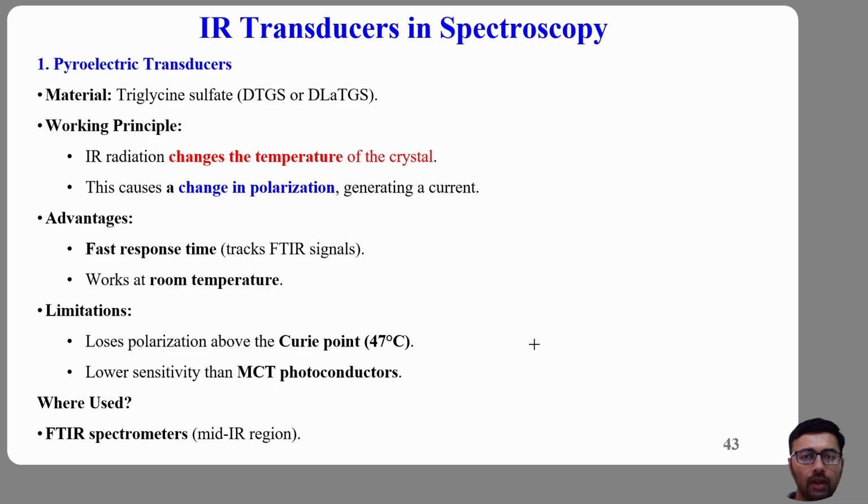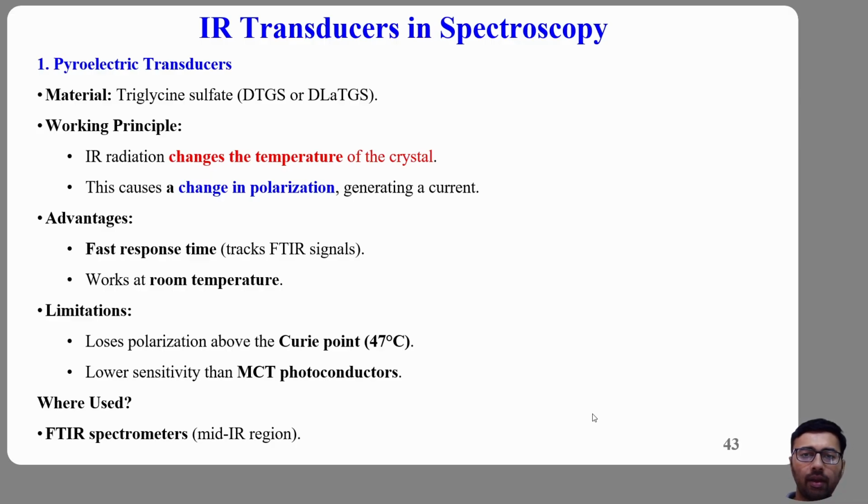Pyroelectric detector. Let us begin with the most common detectors used in modern spectroscopy systems. These detectors are standard in most routine FTIR spectrometers. The most common pyroelectric material is triglycine sulfide, commonly abbreviated as DTGS. Pyroelectric materials possess spontaneous electrical polarization. When infrared radiation hits the crystal, its temperature changes slightly. This temperature change alters the polarization of the material, and that changing polarization generates an electrical signal.